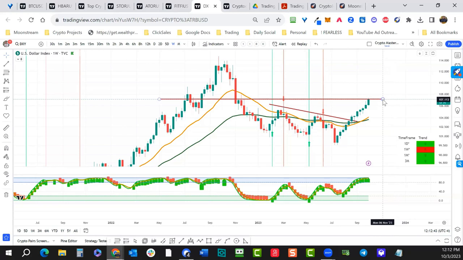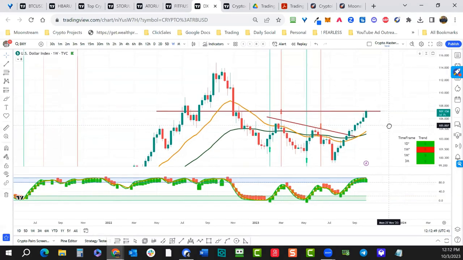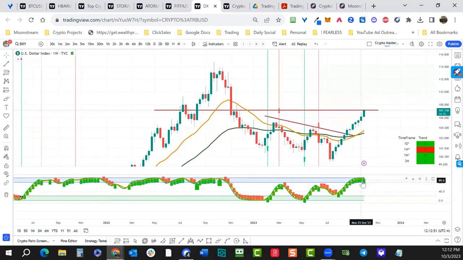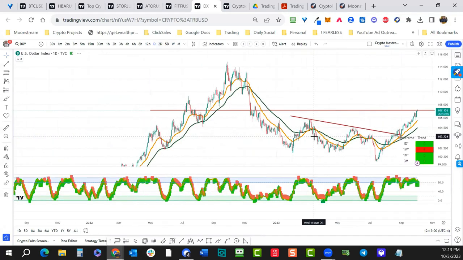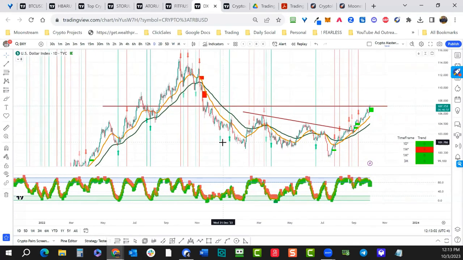But I think this is the key lesson of the day here. Again, this is the US dollar index. And it's also topping out on our trend strength indicator. So what we'd be looking for, this is a weekly time frame. And if I come back into the daily, you can see that 107 level a little bit more clearly.